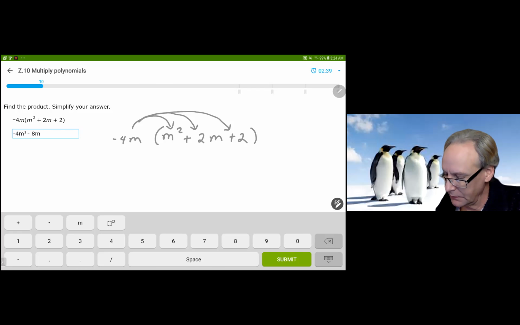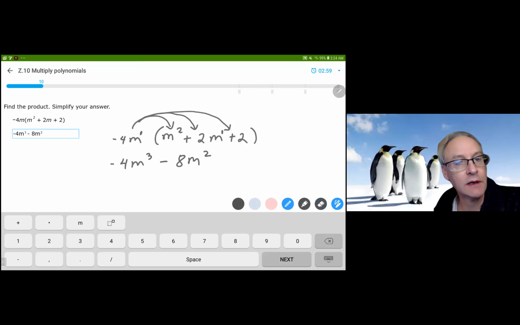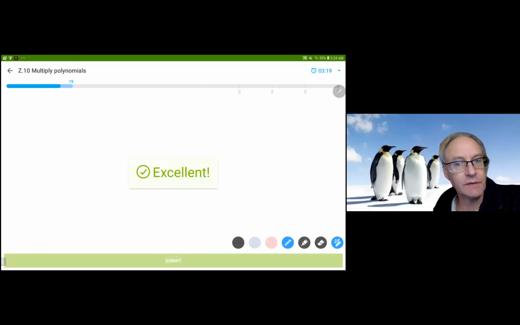You know what? I keep messing this up. I think I better write it. Probably a better idea anyway. Negative 4m cubed, because I'm taking 1m times 2 more m's here. Then I'm going to have minus 8m squared, because I have 1m here times another m there, which gives me m squared, minus 8m. It's a lot easier to just copy your answer once it's already written. And we have a minus 8m, and we're done. Really easy to make a mistake if you don't write it.